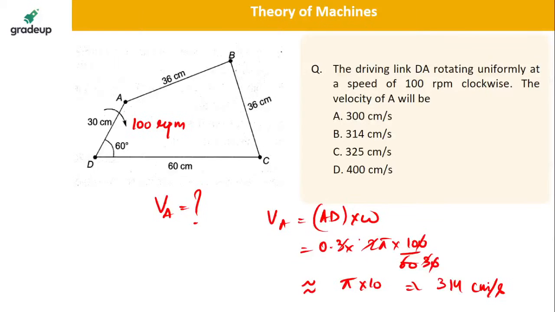Is this clear? Because we need to calculate in centimeter per second, it is 314 centimeter per second. Option B is the correct answer.